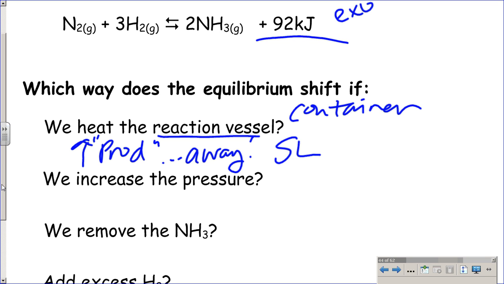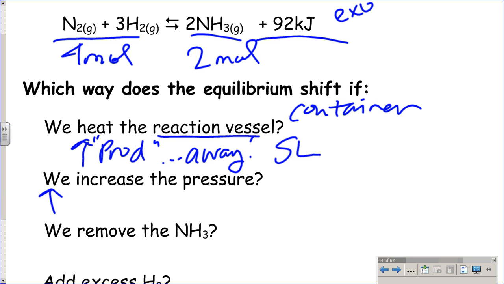For an exothermic, it's a product. For an endothermic, it's a reactant. You have to look specifically at which type I'm getting to. So if I increase the pressure, how are you going to know which way it's going to shift? BCE, moles of gas. How many moles of gas over here? 4 moles of gas. How many over here? 2 moles of gas. Okay?